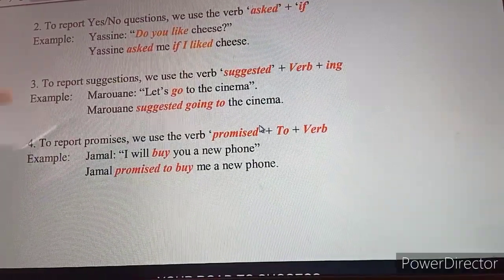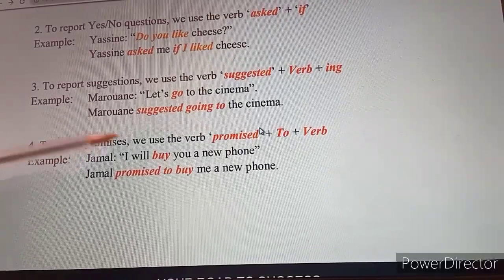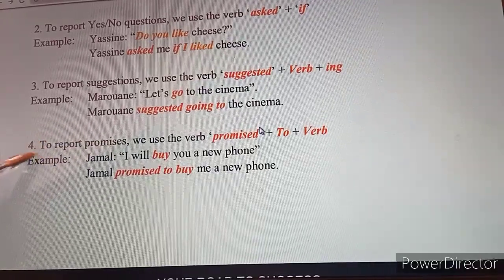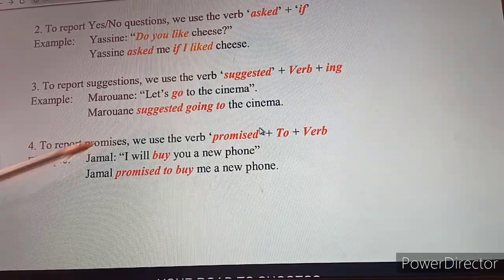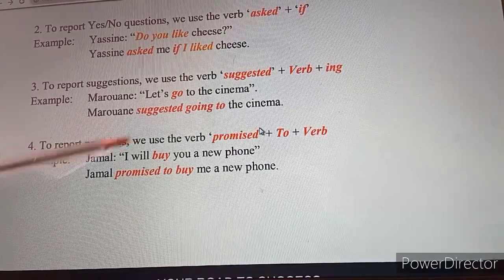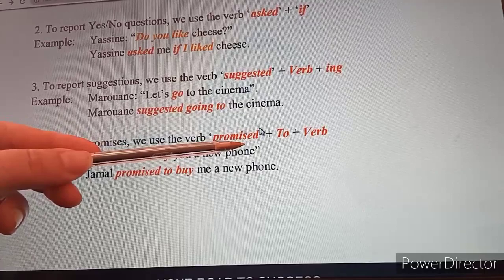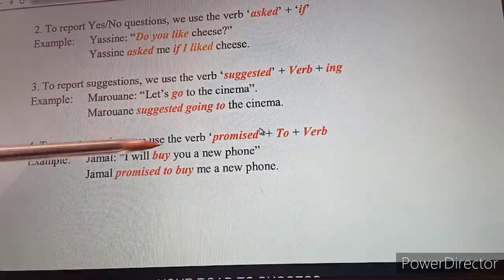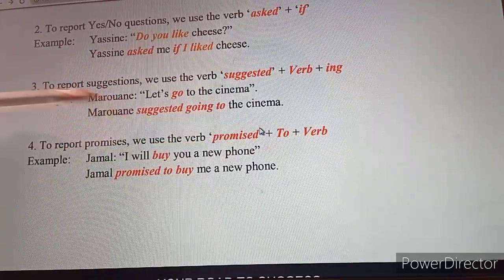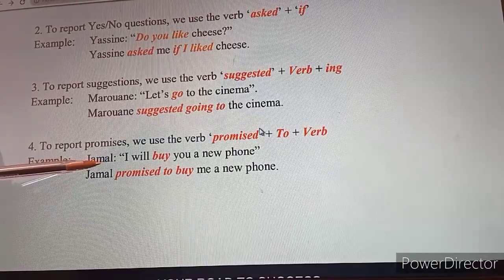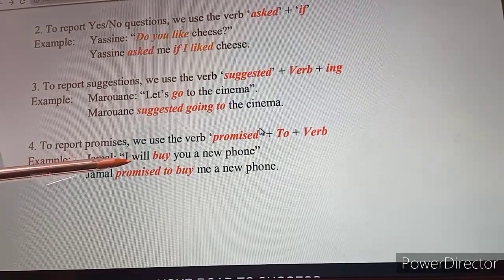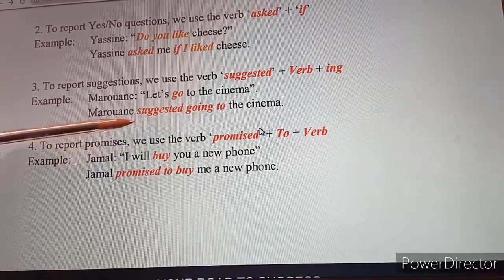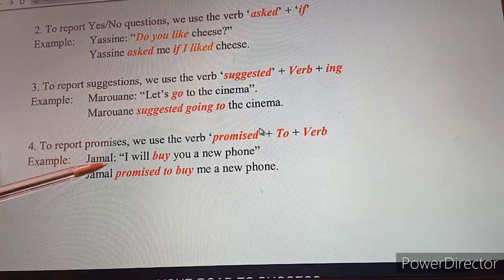So concerning the last rule, to report promises. What does mean promises? هي عندما ننقل الوعود. Clear? So promises أو الوعد. So we use the verb promised. Clear? We use the verb promised to plus verb. Here we put promise plus to plus verb. Example, Jamal says or promises, I will buy you a new phone. سأشتري لك هاتف جديد. هذا وعد.